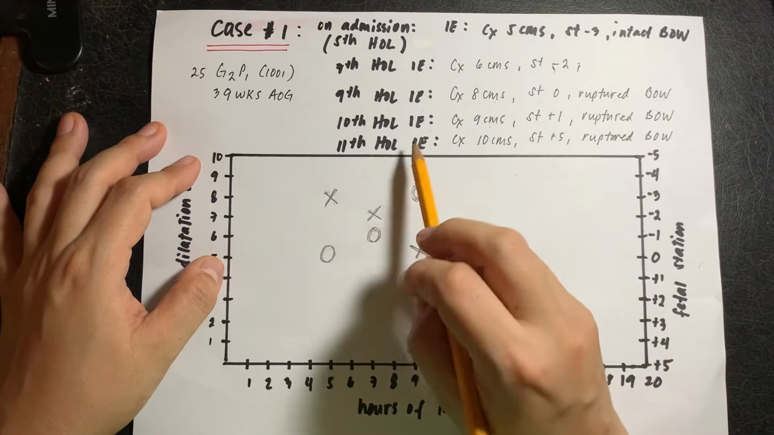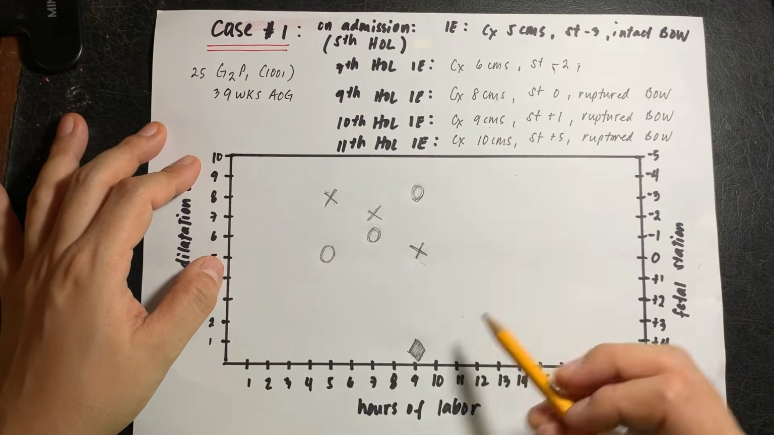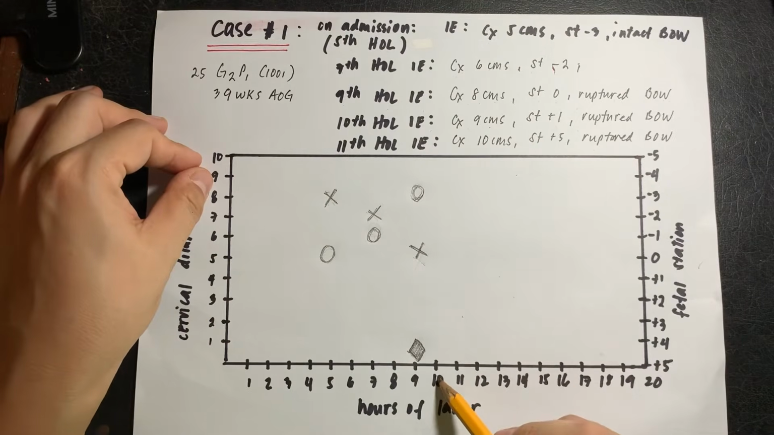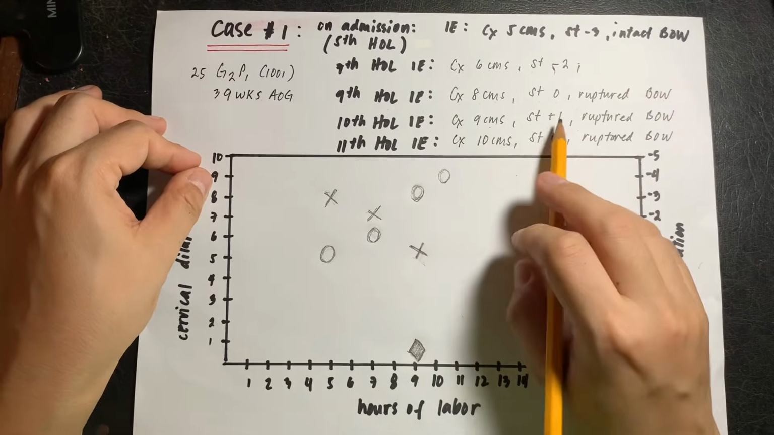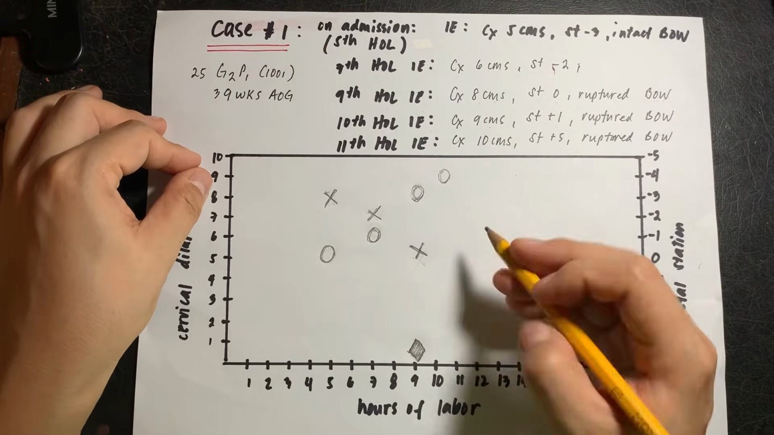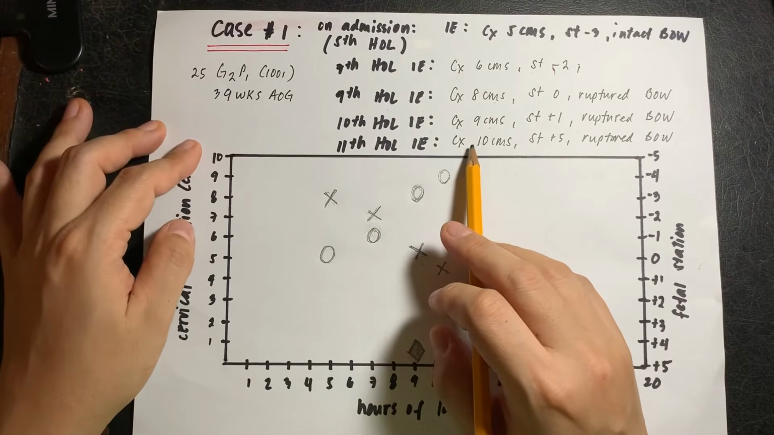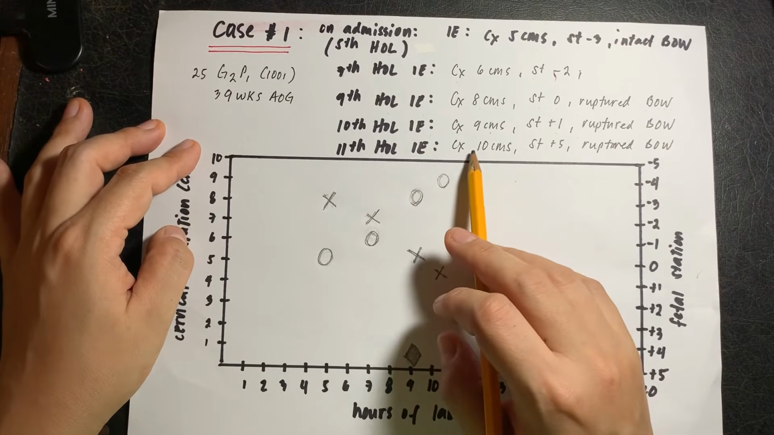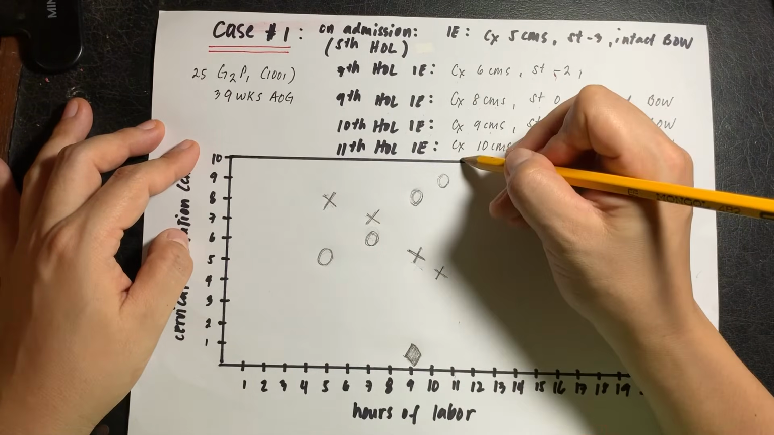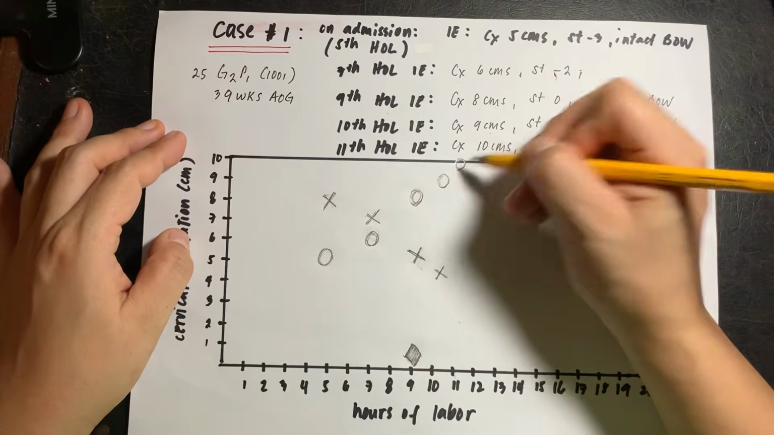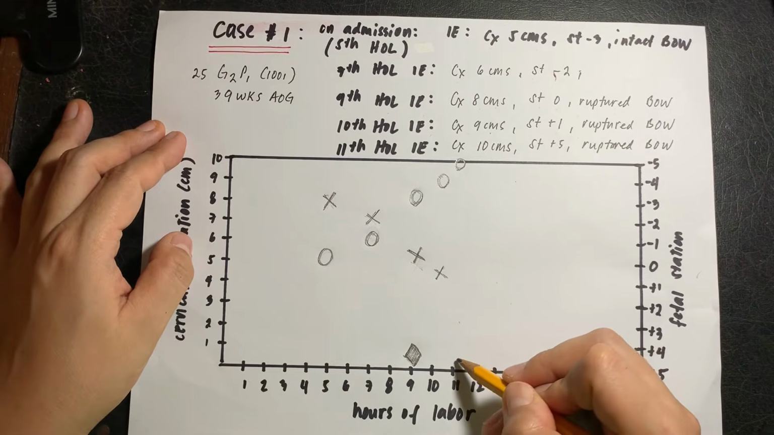On the 10th hour of labor, we have a cervical dilatation of 9 centimeters. So this is the 10th hour. Place a circle here and station +1, so +1 is here. Then on the 11th hour of labor, the cervix is fully dilated at 10 centimeters, and station +5. So this is station +5.